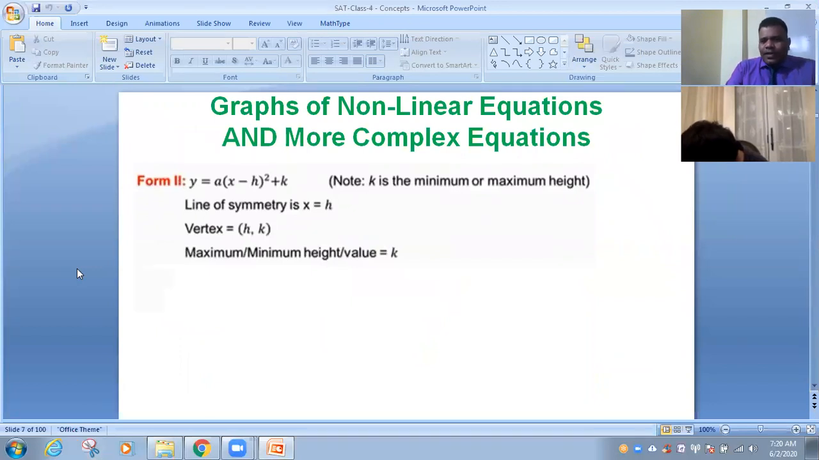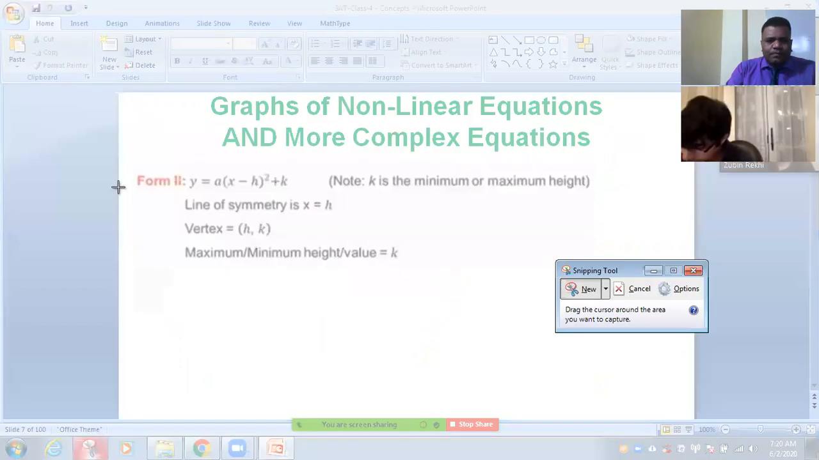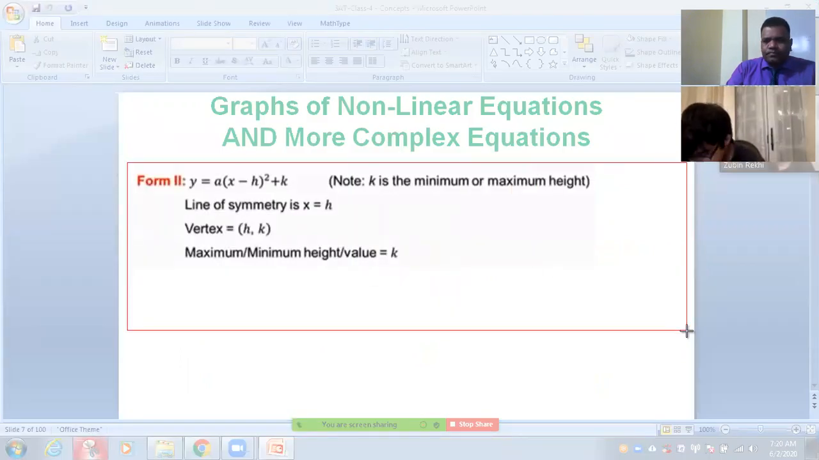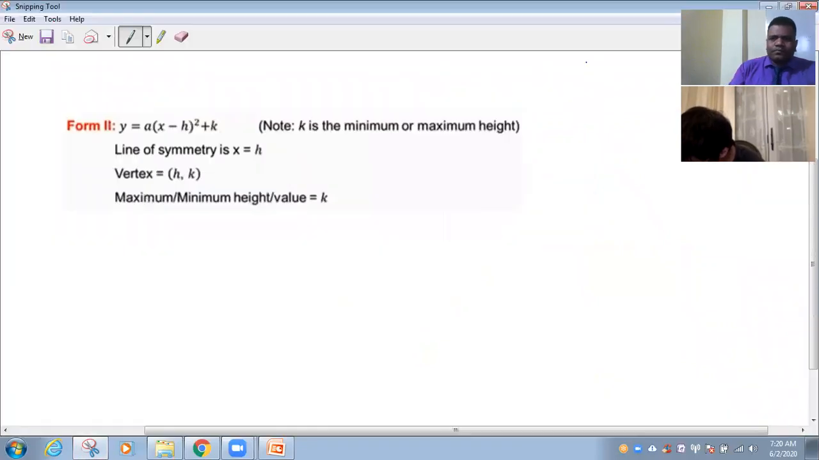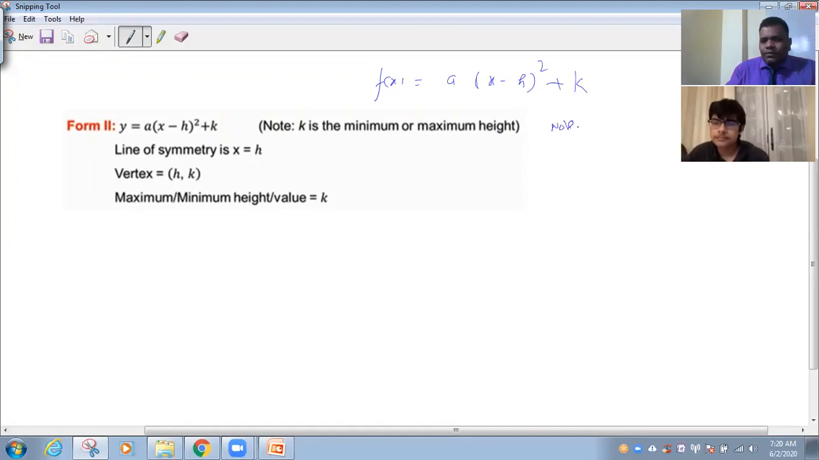Now we are going to discuss the second one. This is called the vertex form of the parabola. So first of all, the equation of the vertex form of the parabola is a times x minus h whole squared plus k. Note, h comma k is the vertex.